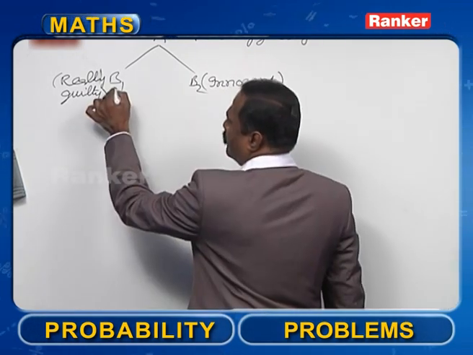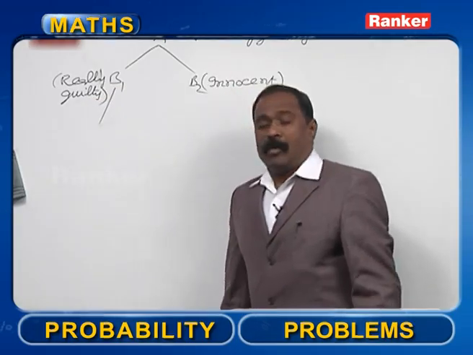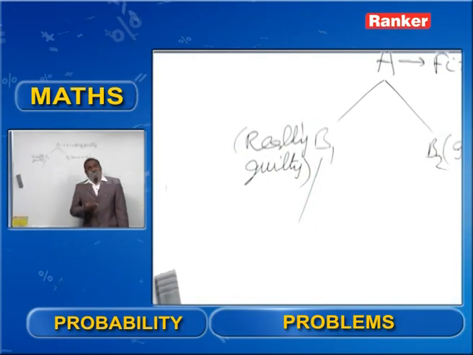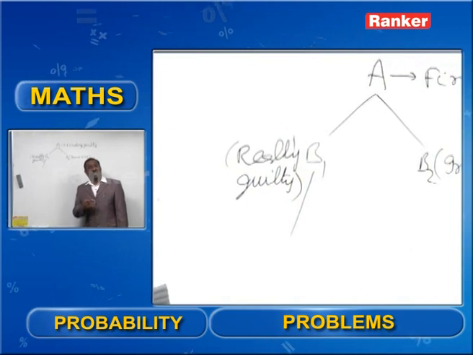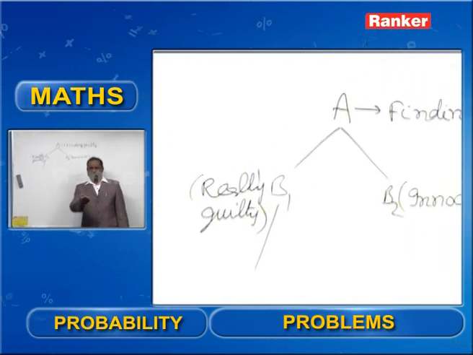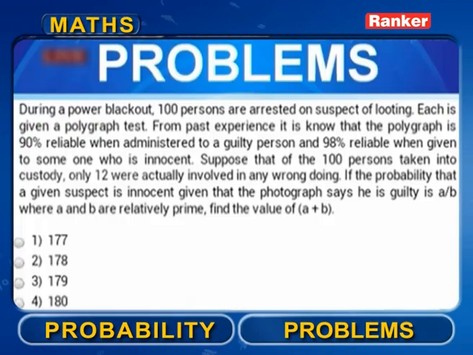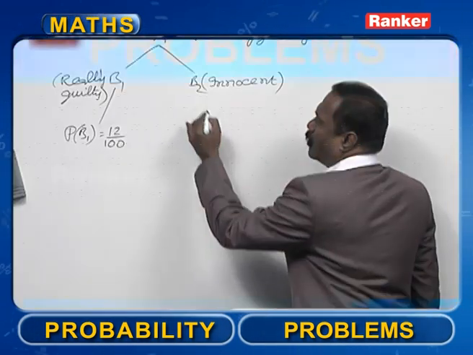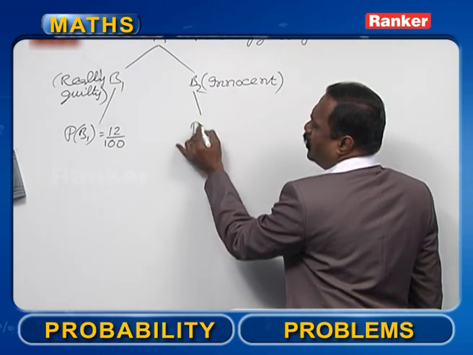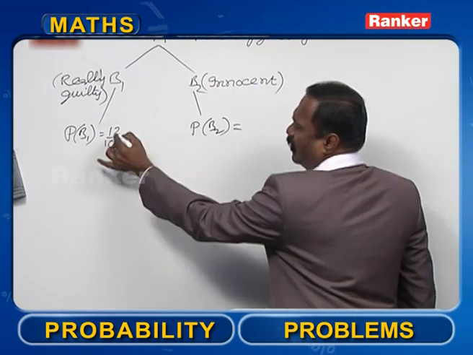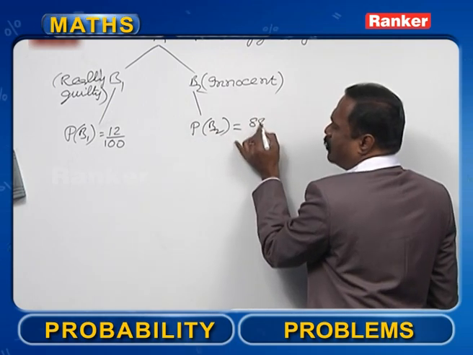Now, see the data again. If 100 people are chosen, how many are really involved in wrongdoing? Please see the slide: only 12 were actually involved in any wrongdoing. What does it mean? The probability of B1 is 12 by 100. Then what should be the probability of B2? Obviously, it is 100 minus 12, that is 88 by 100.